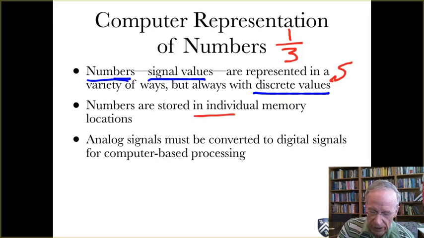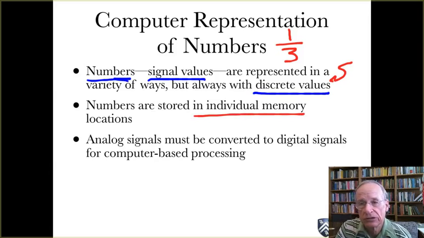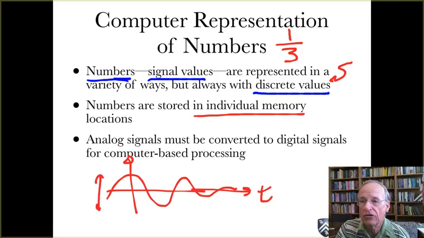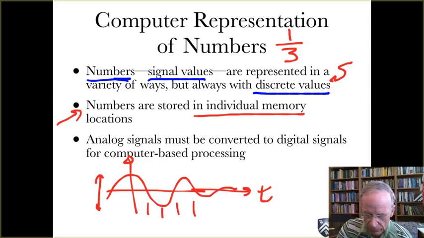Furthermore, numbers are always stored in individual memory locations. That may seem like a minor point, but that means we cannot store a continuum of values. So we've been talking about analog signals, which are functions of continuous time and usually have a continuous range of values. So storing in individual memory locations means we have to store just a few values of our signal. We can't store them all because the number of values in any interval in continuous time is uncountably infinite. That's a very big number.